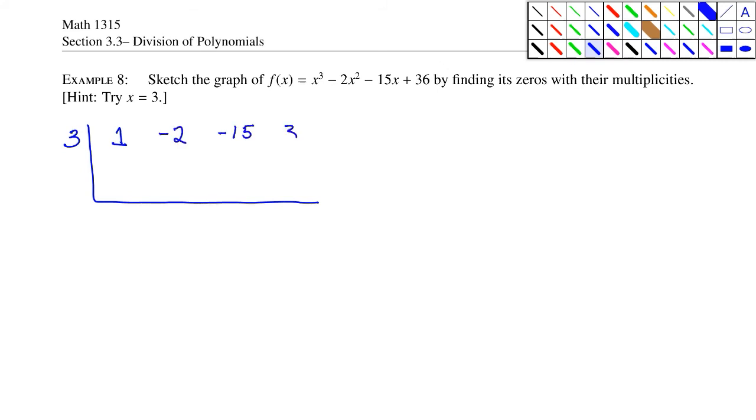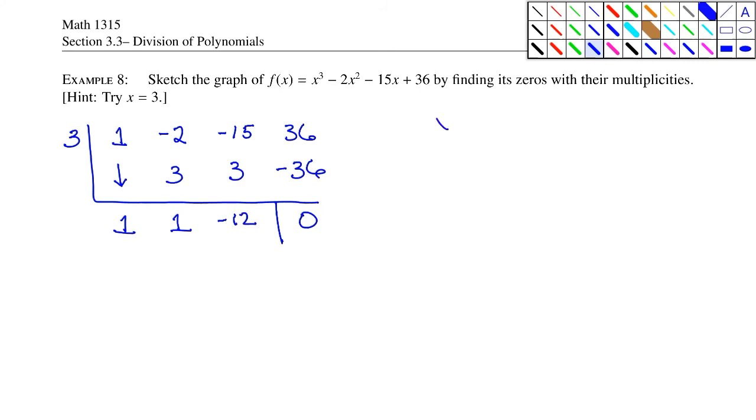That'll help us to graph it. So let's bring down the 1. 1 times 3 is 3. 3 minus 2 is 1. 3 times 1 is 3. Negative 15 plus 3 is negative 12. 3 times negative 12 is negative 36. And that has a remainder of 0. So 3 did work.